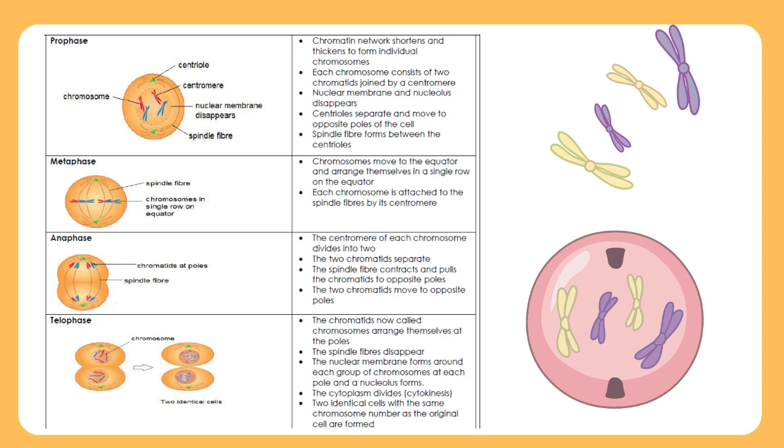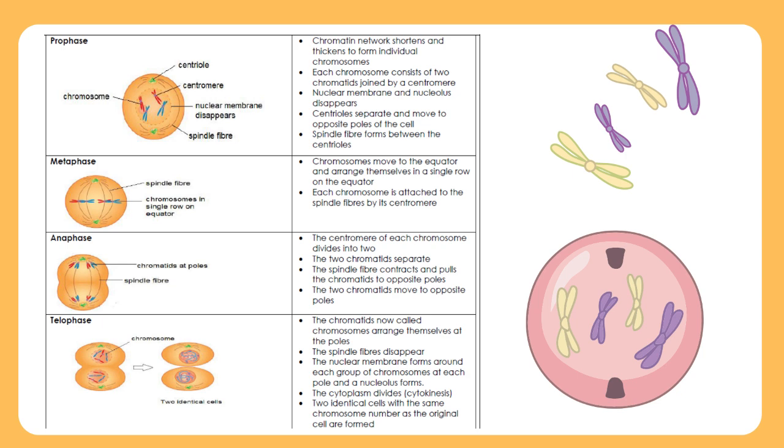Metaphase. Chromosomes move to the equator and arrange themselves in a single row on the equator. Each chromosome is attached to the spindle fibers by its centromere. Anaphase. The centromere of each chromosome divides into 2. The 2 chromatids separate. The spindle fiber contracts and pulls the chromatids to opposite poles. The 2 chromatids move to opposite poles.